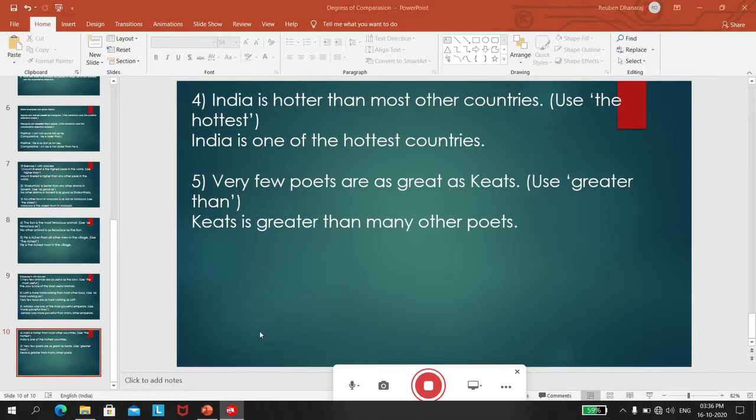Keats is John Keats, who wrote most of the famous poems. He was not popular during his time, when he was alive. But when he died, he became more popular. That is why we say his works became posthumously popular. So, very few poets are as great as Keats. Use greater than. Keats is greater than many other poets.